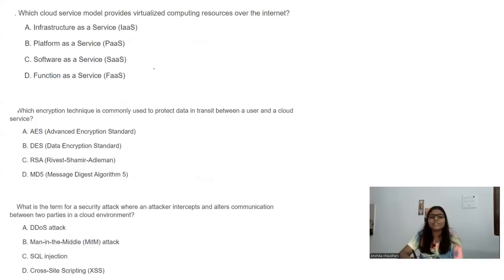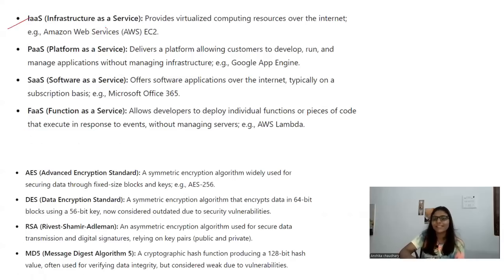The next question is, which cloud service model provides virtualized computing resources over the internet? Infrastructure as a Service, IaaS, Platform as a Service, PaaS, Software as a Service, SaaS, or Function as a Service, FaaS. The answer will be Infrastructure as a Service, IaaS, as it provides virtualized computing resources. Let me show you the explanation of these. IaaS provides virtualized computing resources over the internet. An example is Amazon Web Services, AWS, and there is one more, Google Compute Engine, I guess, is the name of that particular cloud service.